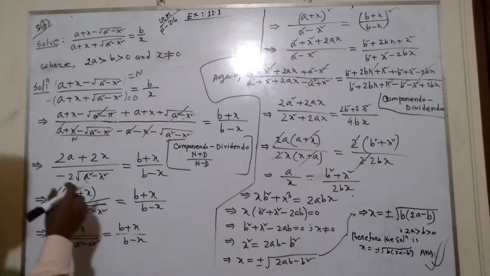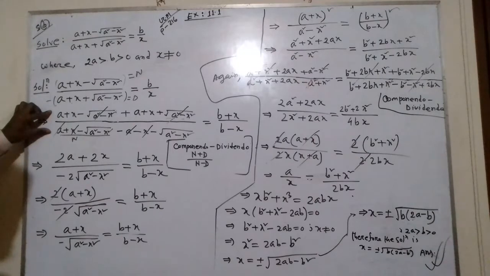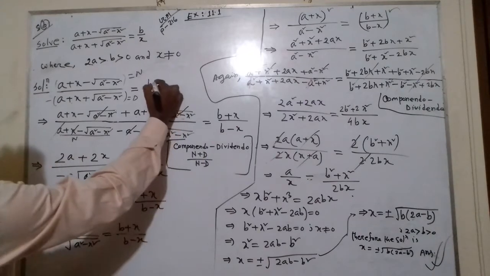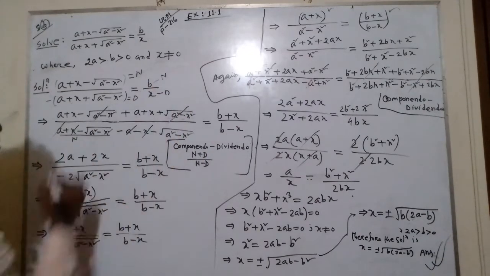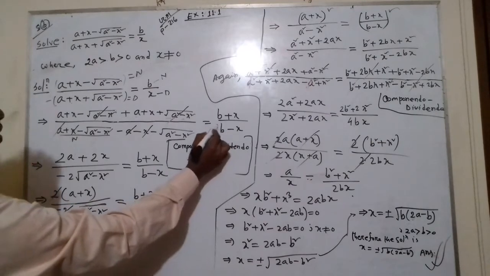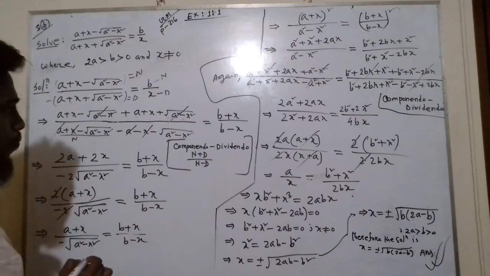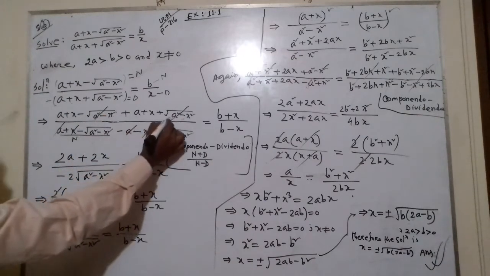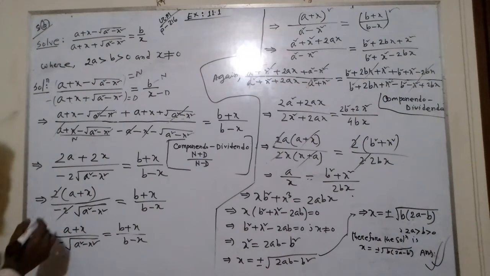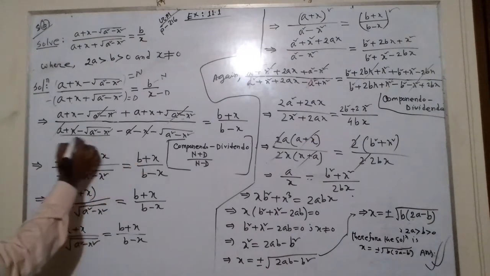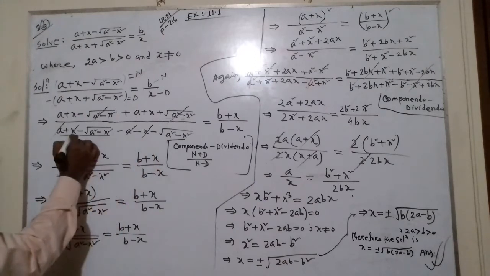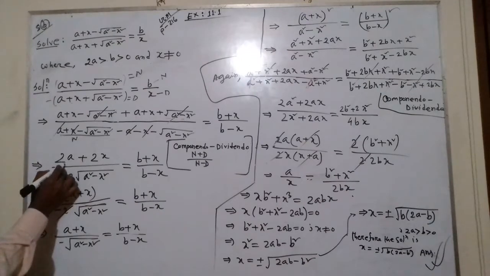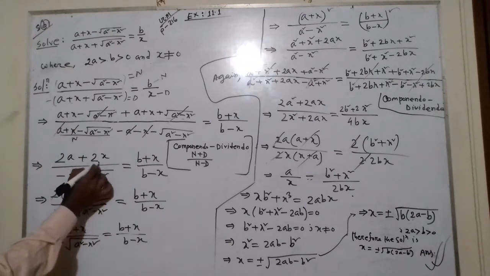So numerator plus denominator divided by numerator minus denominator. I think you understood this line. Equal to b plus x divided by b minus x. Here b is the numerator and x is the denominator. So numerator plus denominator divided by numerator minus denominator. Look, minus root over a square minus x square and plus root over a square minus x square vanish, and minus x and plus x vanish. So we can write a plus a equal to 2a, plus x plus x equal to plus 2x.